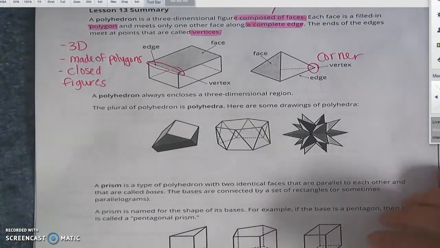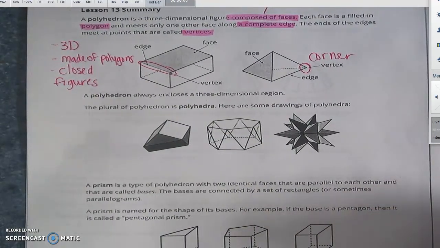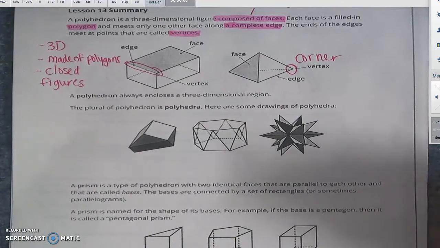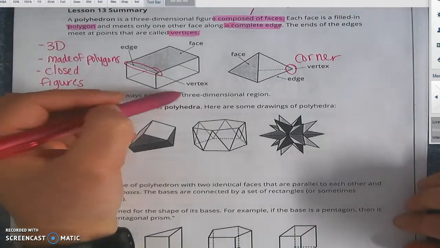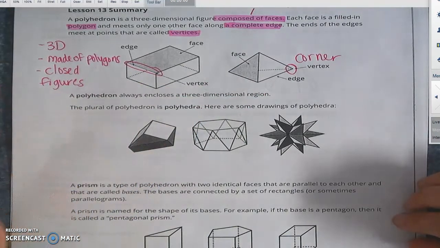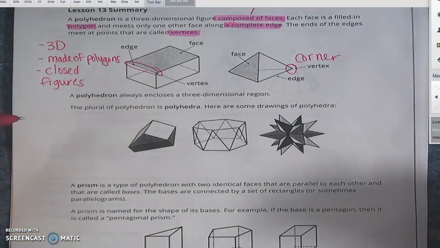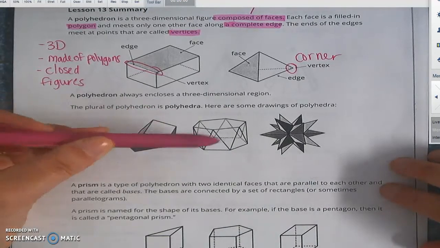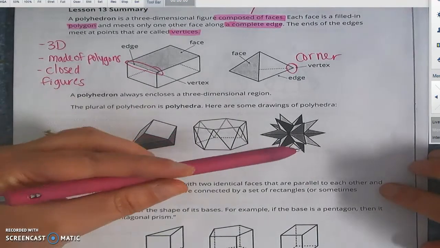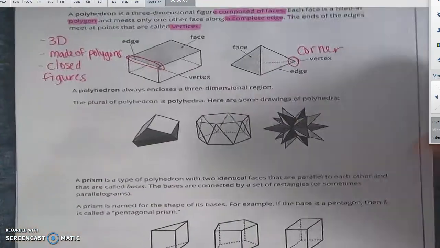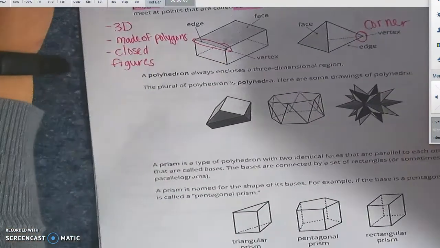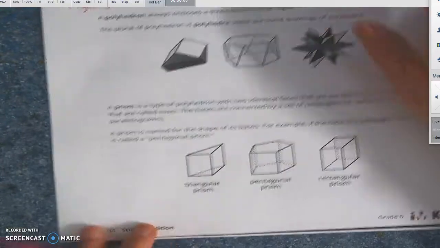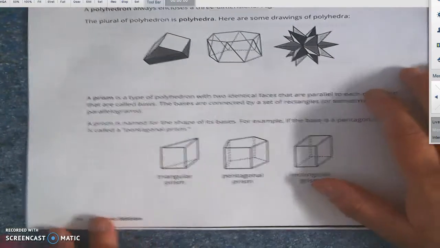Yeah, that was a lot of vocab. That was 2 minutes worth of vocab for 3 sentences. Okay, I will try to speed it up. Sorry about that. A polyhedron always encloses a 3D region. The plural of polyhedron is polyhedra, and here are some examples. They are all made out of polygons, 3D, they're closed figures. So 2 types of polyhedra that we're talking about. The first one is prisms.